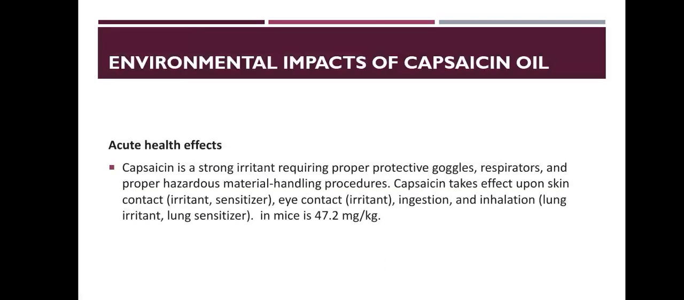Here are some environmental impacts of capsaicin oil. Acute health effects. Capsaicin is a strong irritant requiring proper protective goggles, respirators, and proper hazardous material handling procedures. Capsaicin takes effect upon skin contact, irritant, sensitizer; eye contact, irritant; ingestion and inhalation, lung irritation, lung sensitizer. In mice, the lethal dose is 47.2 mg per kilogram.